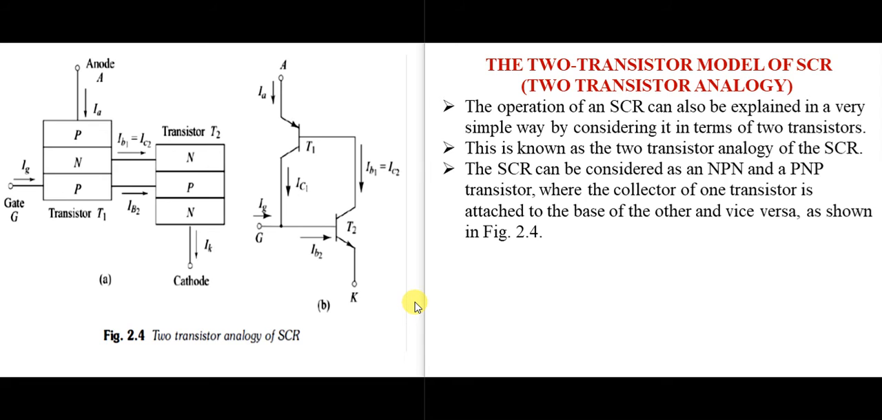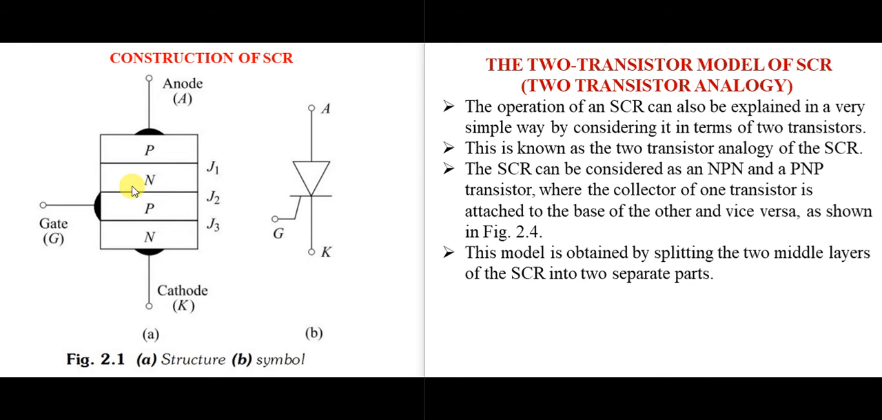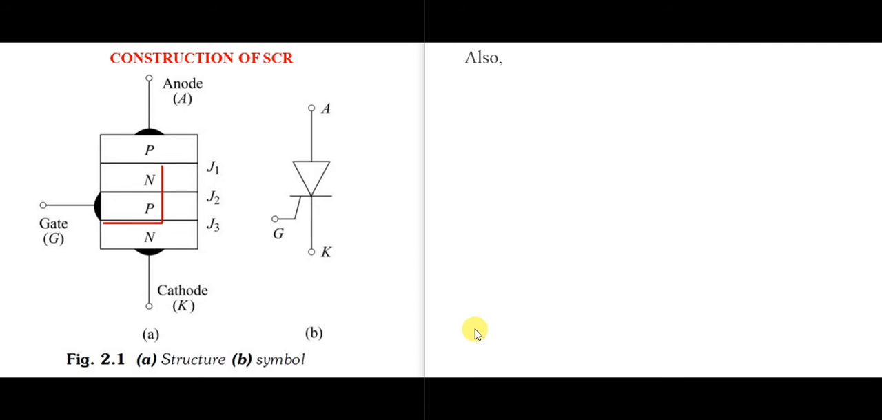Now we will apply some mathematical equations and try to represent the two transistor analogy for SCR. This model is obtained by splitting the middle layers of the SCR into two separate parts, as I have shown you previously in the constructional diagram. Now I am splitting the two middle layers of the SCR into two transistors. This is PNP, and this will be NPN.